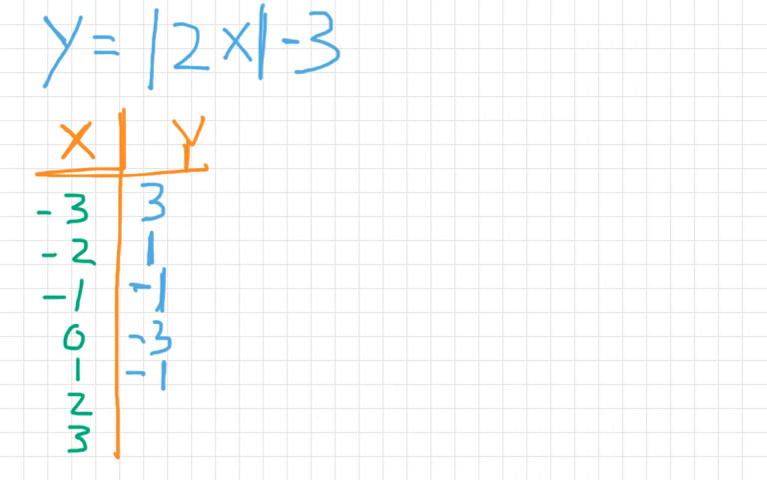And then plug in 2 into x. 2 times 2 is 4. The absolute value is still 4. Minus 3 gets you 1. Can you guess now what the next one's going to be? Plug in 3. 3 times 2 is 6. The absolute value is still 6. Minus 3, you get 3. So those are my points.